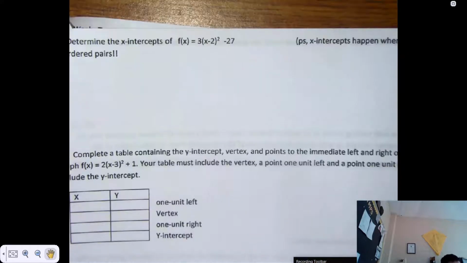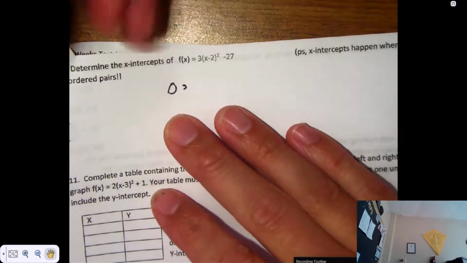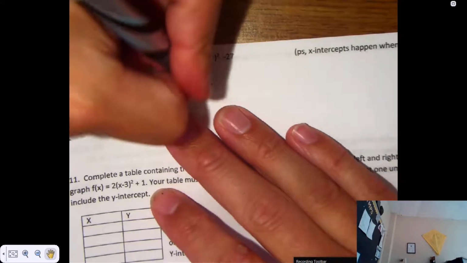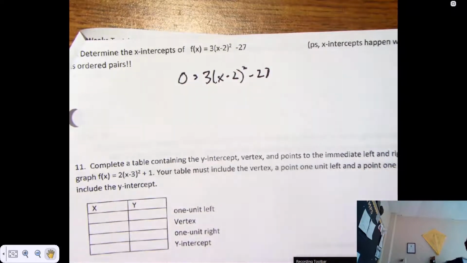All right, this is determining x-intercepts. And I even tell you that x-intercepts happen when y is 0. And I do want your answer given as an ordered pair. So I'm going to replace f of x, which is a fancy way of saying y, with a 0. And even though the context of this problem is different than the lesson you did in section 4.5, look at your notes.